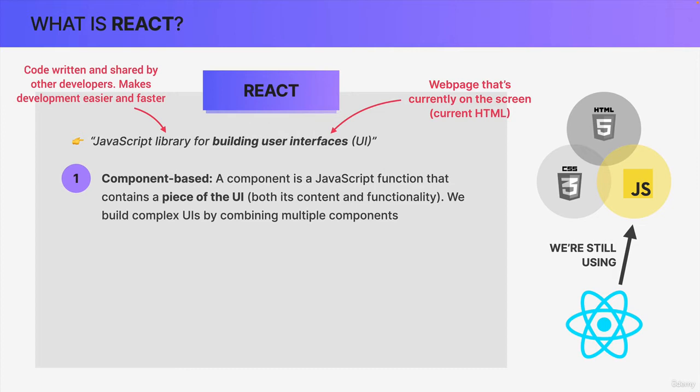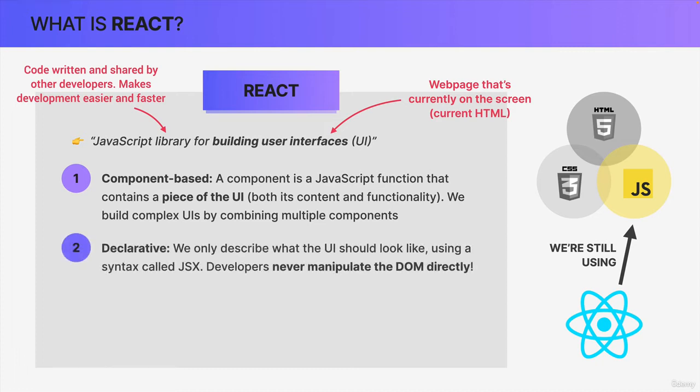Now, when we're building components, we do so in a declarative way. This means that we only describe what the UI should look like at any given moment, but not exactly how React should actually create that user interface. And we do so by using a special syntax called JSX, which you'll meet in one of the next lectures. Now, in practice, this means that in React, developers never manipulate the DOM directly. So we do not do DOM manipulations in the way that we have just learned in the previous section.